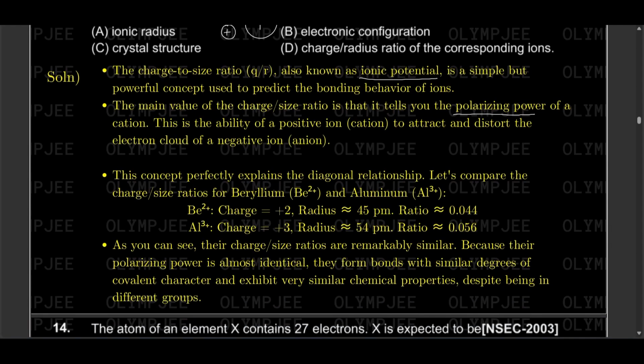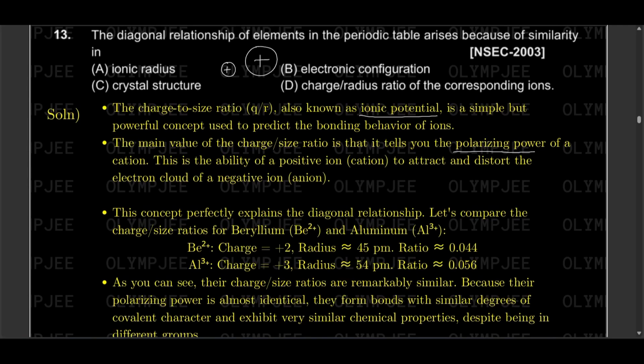So let us see an example. So Be has +2 charge and the radius is approximately 45, and although Al3+ has a higher charge, the radius is also larger, so the ratio would approximately be same. So their polarizing power is almost same, and they can form bonds with similar degrees and show similar chemical properties. So the correct answer for diagonal relationship is the charge by radius ratio.